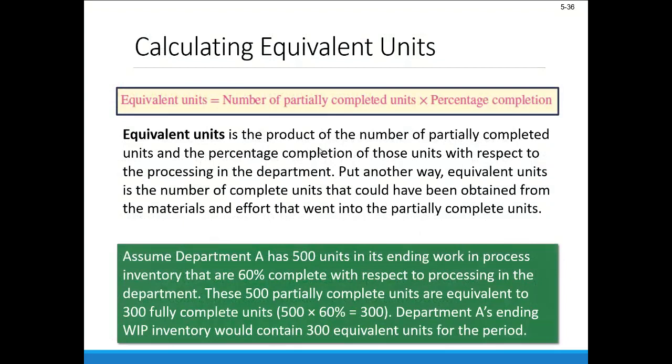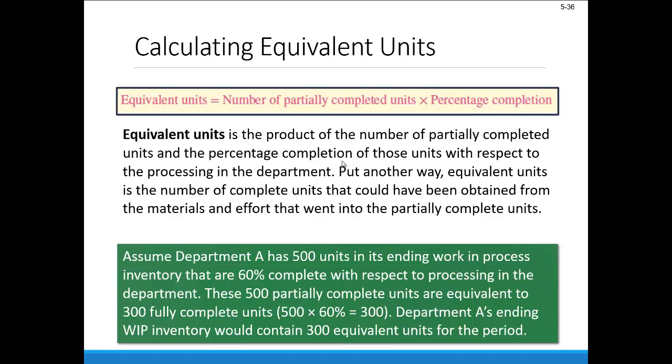So equivalent units, again, the number of partially completed units times that percentage completion. We always make this calculation separately with respect to our different cost categories. So as we'll see in our examples, with respect to materials costs and then conversion costs. So I want to get in that habit early.